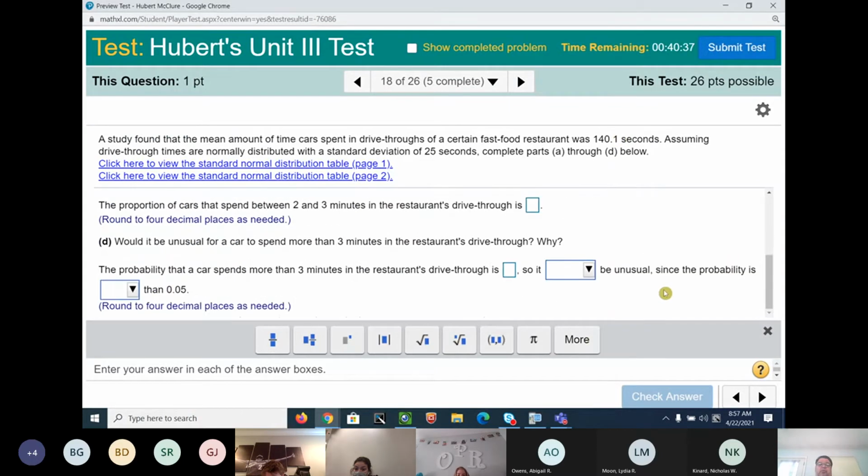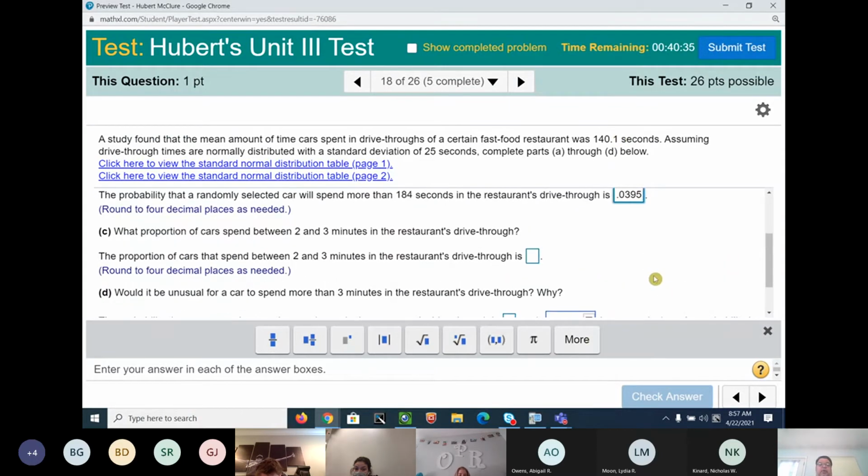And the next part, oh God bless, yeah, here it is. Okay, do C. What proportion of cars spend between 2 and 3 minutes in the restaurant? What is wrong with this question? Somebody tell me what's wrong with it.